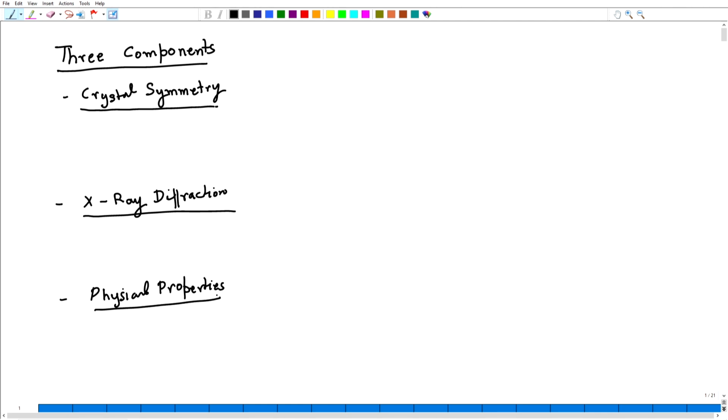Looking at these three components, the first component perhaps is the most important and it will take more than 50% of the course, and the remaining will be after completing this. It is absolutely important to do crystal symmetry first before we can take on X-ray diffraction and physical properties. Now, what are some of the salient features of the three components?